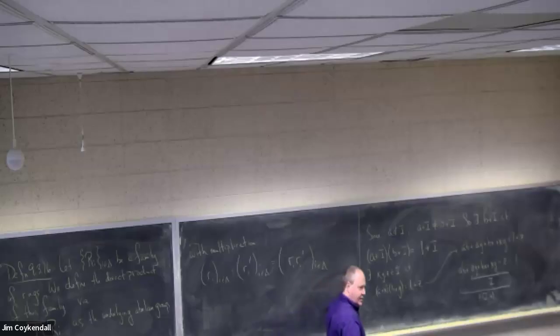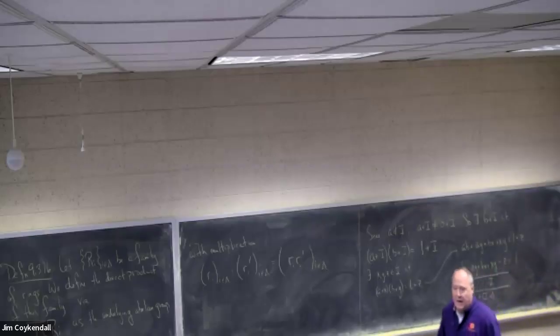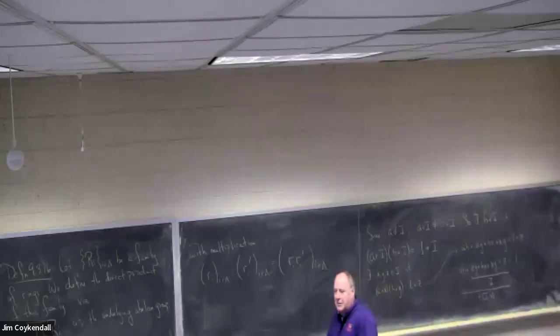If all the rings in my family are commutative, then the direct product is commutative. If all the rings have an identity, then the direct product has an identity, namely the identity is the tuple of ones. Let me ask you this: if all the rings are integral domains, is the direct product an integral domain? Unfortunately, almost never. Only if the index set has cardinality 1.